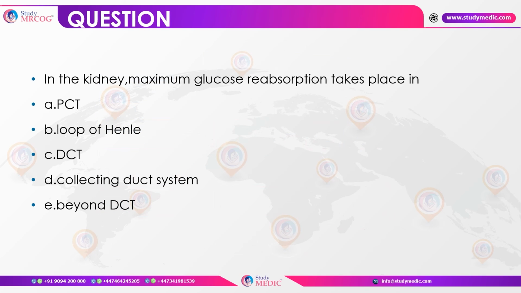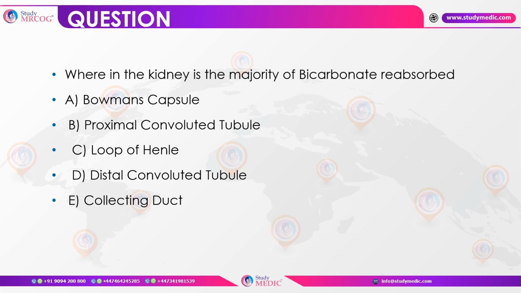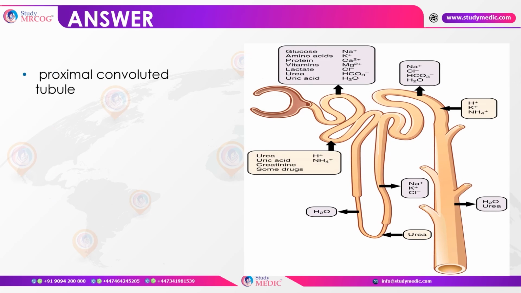So going ahead to discuss the renal changes in pregnancy, we have a sample question, which says, in the kidney, the maximum glucose reabsorption takes place when? These kinds of questions are very common. They can also ask about any other ions, for example here we are being tested on the bicarbonate ions. So the answer is proximal convoluted tubule.